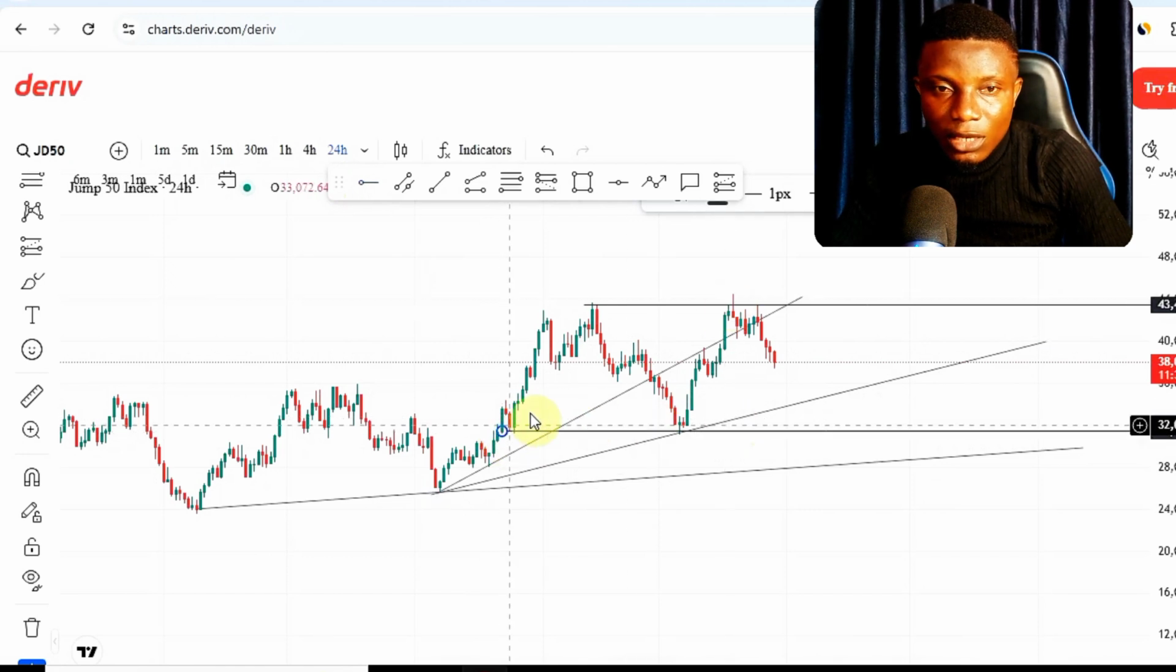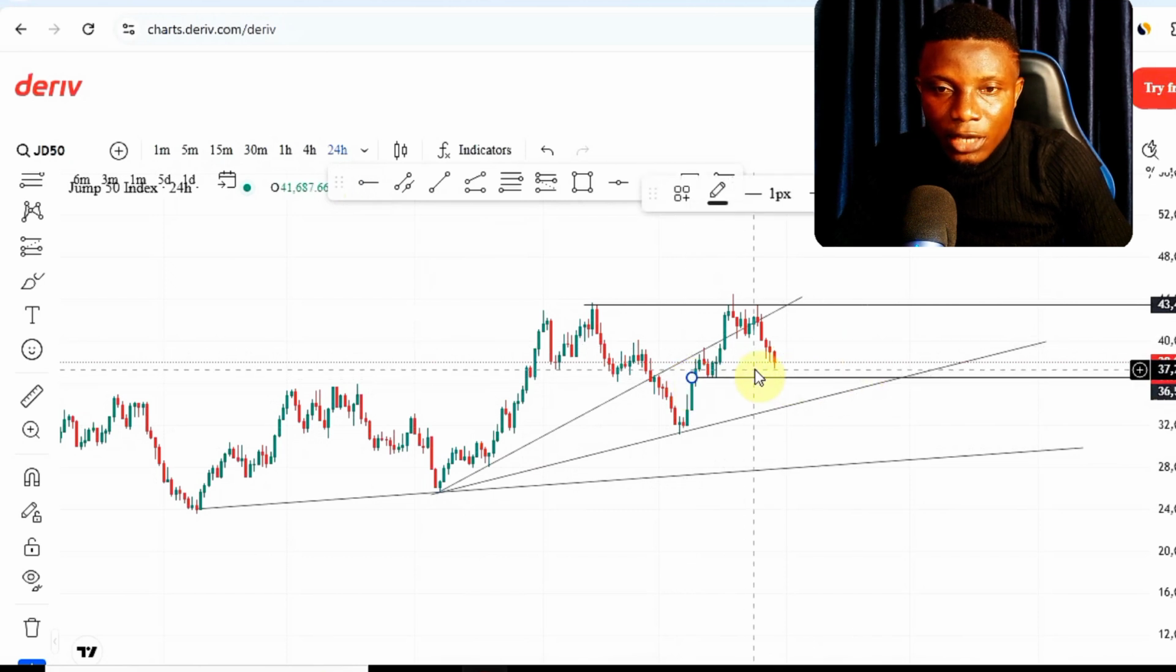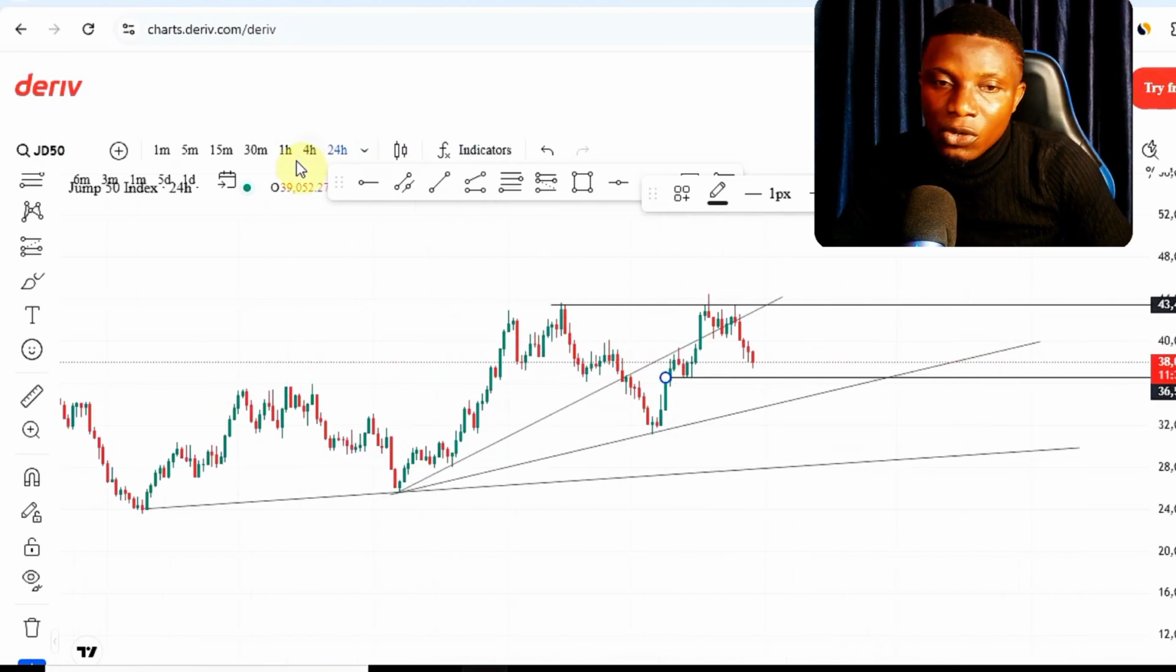Now let me indicate this. There's this resistance level right here. See, the market went up. So it's possible that it's going to do the same thing once it gets here. Now this is my TP area, as you can see earlier on in the video. So now that we know where the market is headed, what do we do?